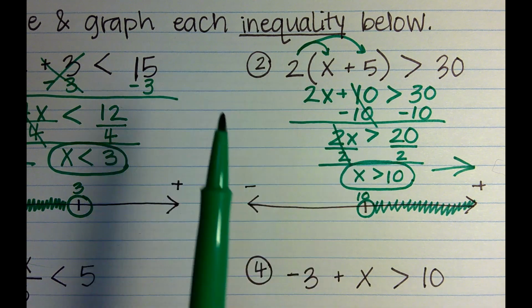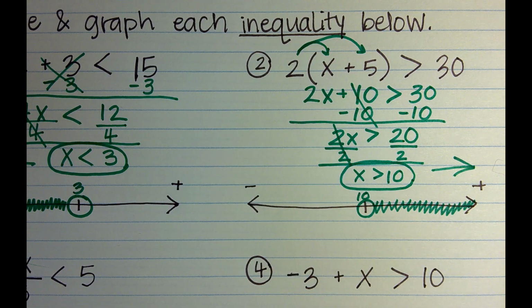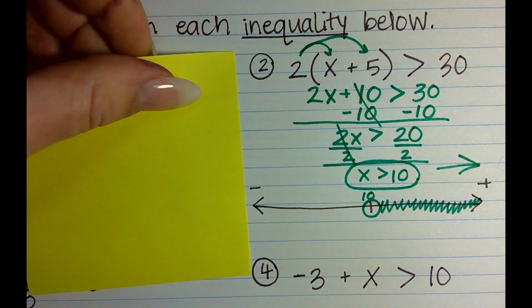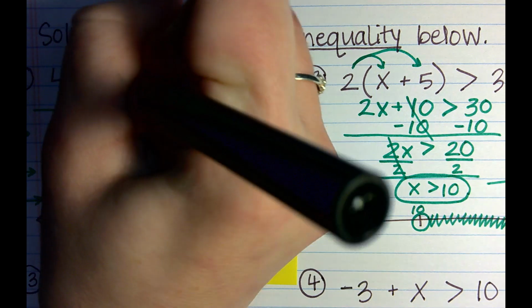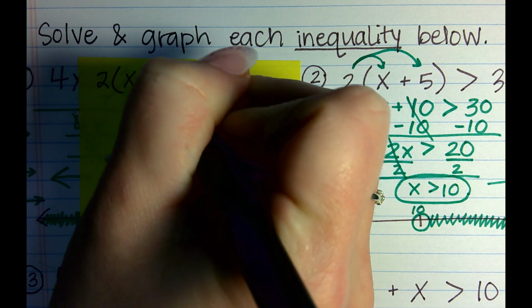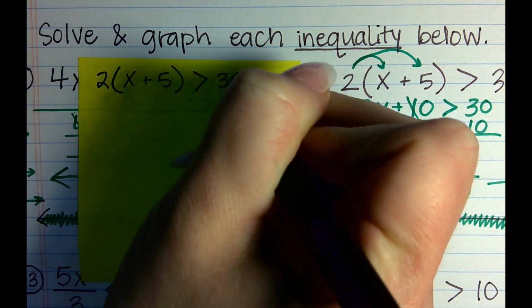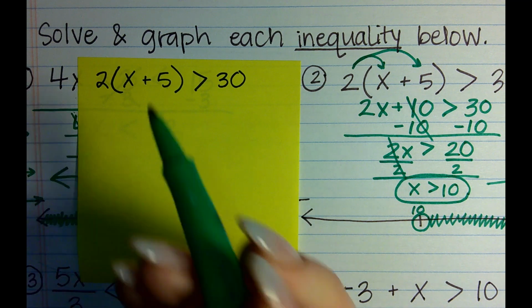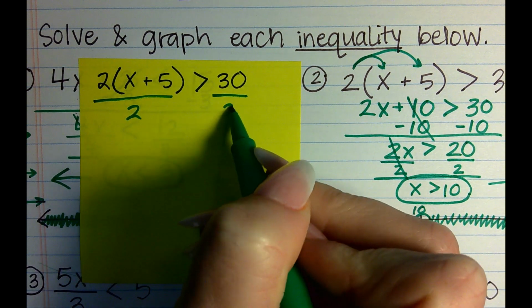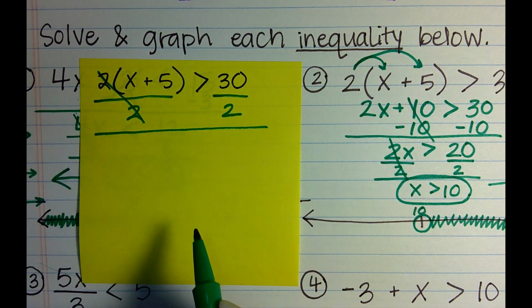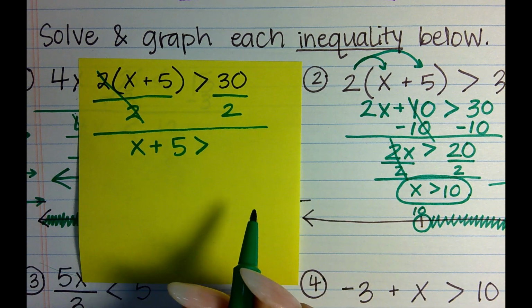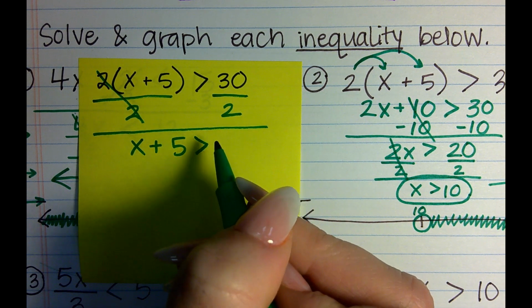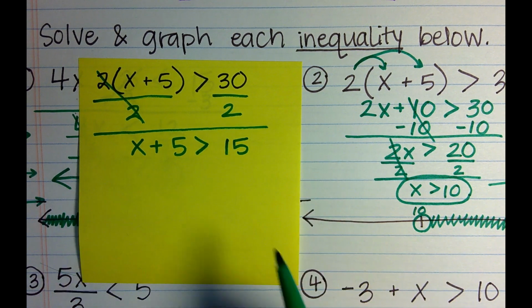What's another way to solve number 2 if you didn't want to use distribution? Just divide. You could just divide. Yes. And I'll run through that real quick just in case anyone cares to see a little refresher on that. So this is just one more way to solve number 2. 2 times x plus 5 is greater than 30. Instead of distributing, we could just divide by 2 on both sides. My 2's would cancel. I get x plus 5 is greater than 30 divided by 2 is, what's that? 15. 15, thank you.